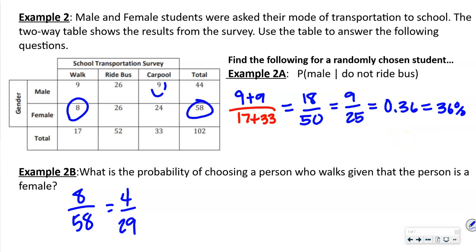That can be reduced to 4 over 29. Again, you can put that right in your calculator. It'll reduce it for you. That would be 0.14 or 14%, okay?